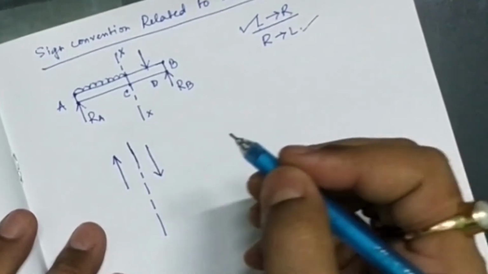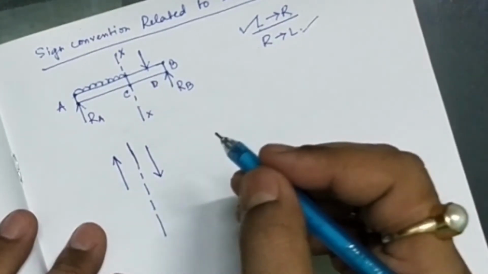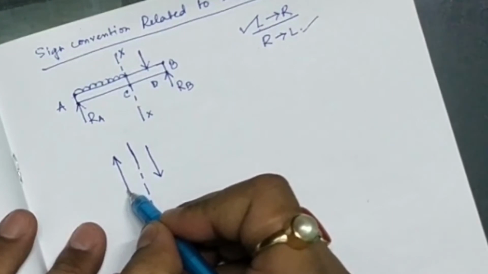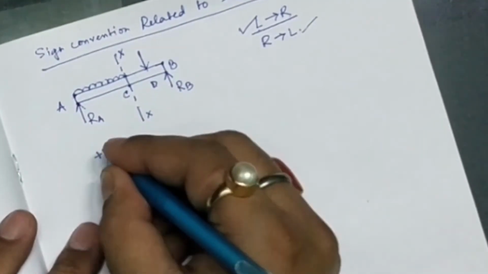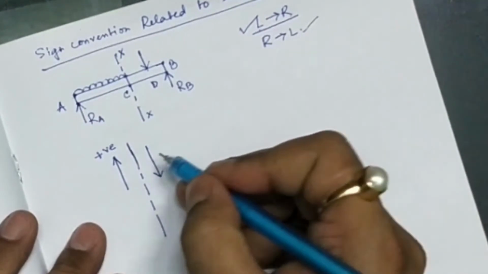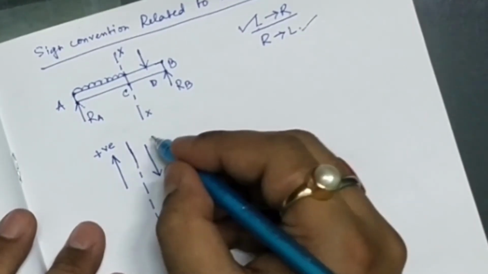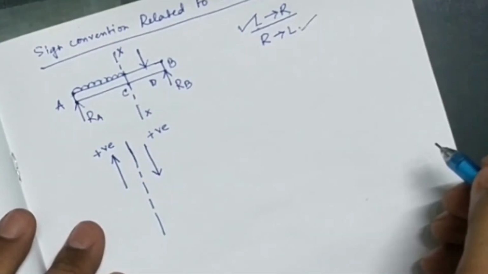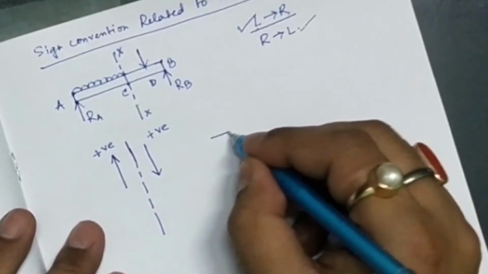For considering the sign conventions of shear force, we will consider a force which is acting in the upward direction to the left of the section to be positive, as well as if we consider towards the right of the section, a force acting in the downward direction will also be considered positive.